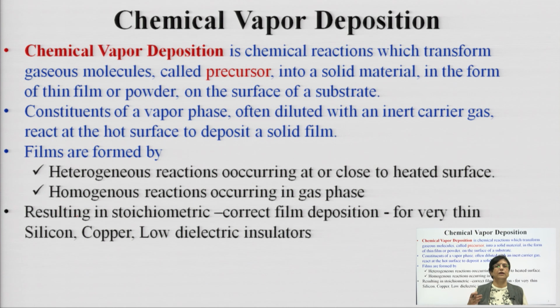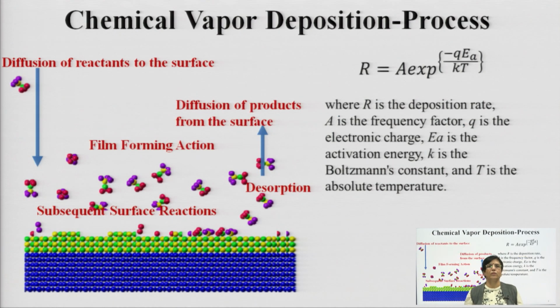The resultant stoichiometrically correct film is deposited for very thin silicon, copper or low dielectric insulators. This chemistry, either heterogeneous or homogeneous reaction, results in high stoichiometry, like an exact, precise film getting deposited in a very thin form, in a few micrometers or less than a micrometer, also a few hundred nanometers, for silicon, copper or low dielectric insulators.